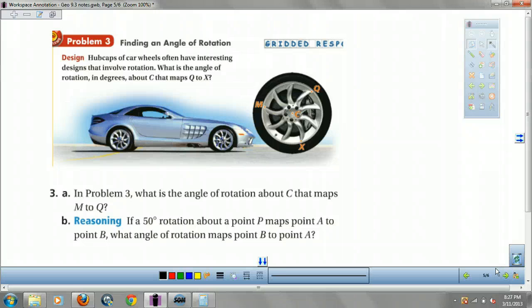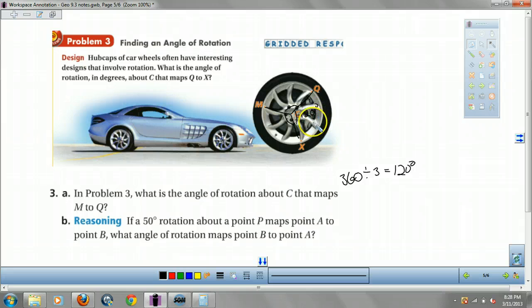Same thing with this car tire. This point in the middle is C, Q, M, X. What's the angle that maps M to Q? Okay, and there's actually two answers. So I'm going to kind of make this triangle, or the triangles. So to find out what the space is between each of these, I go 360 divided by 3, which is 120 degrees. Each gap is 120 degrees.